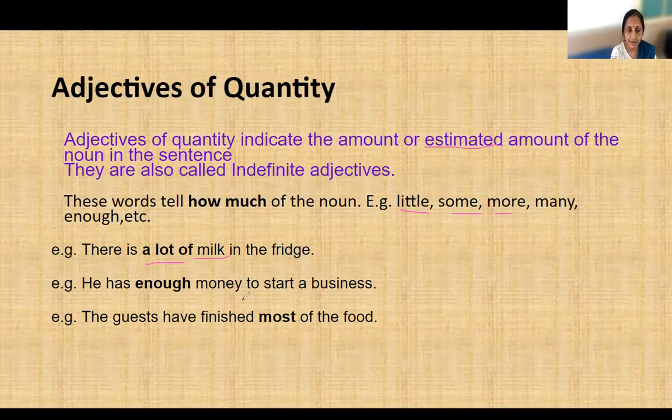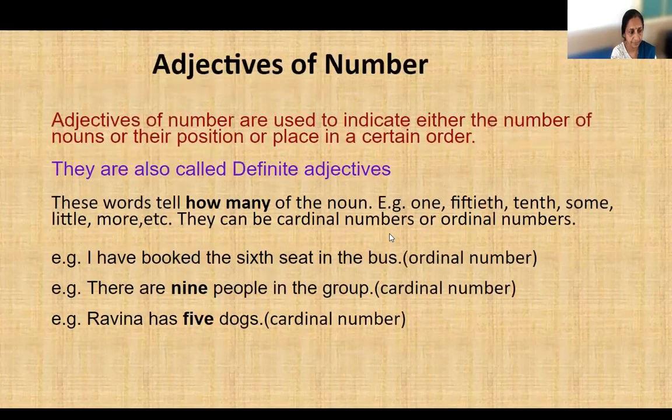He has enough money to start a business. Again, you can note the noun is money. And in the same way, the exact amount of the money is not given, but they have said enough money. The third sentence, the guests have finished most of the food. Again, it is describing the noun food. How much have they finished? They have finished most of it. So you do not get an actual amount of the noun. Now we have adjective of number.